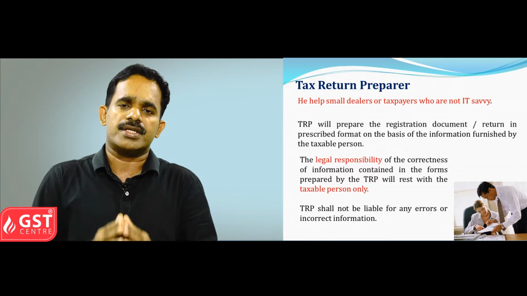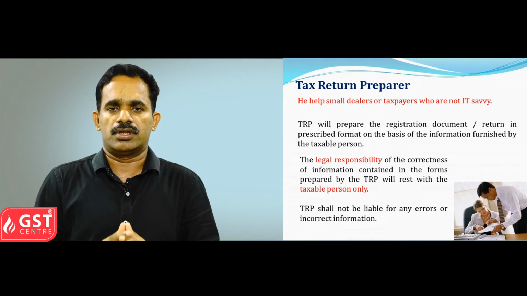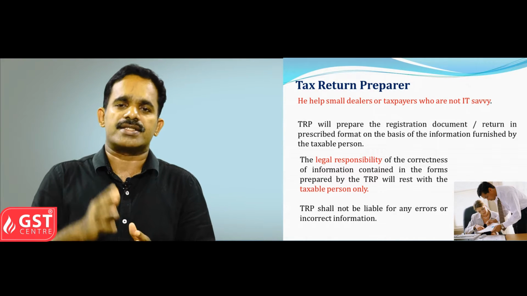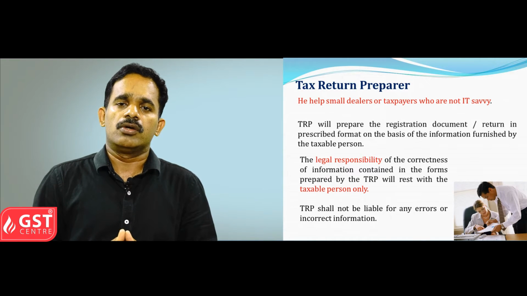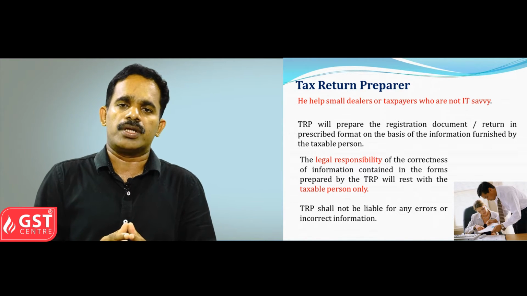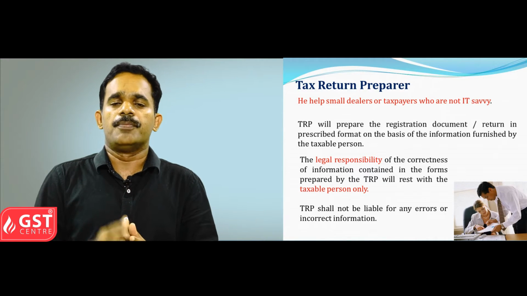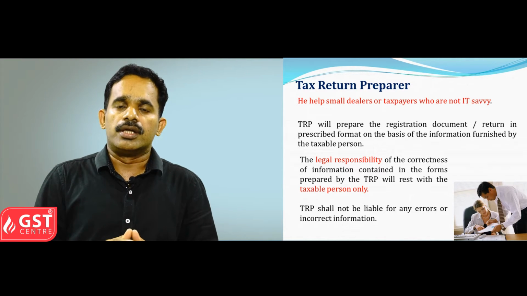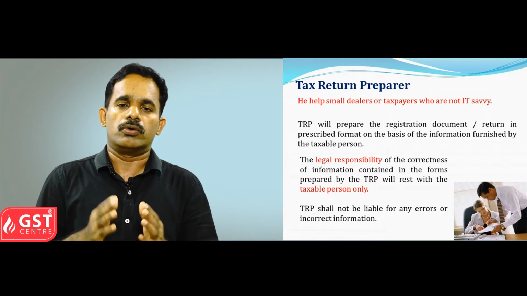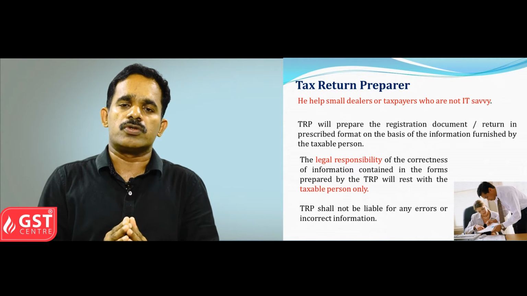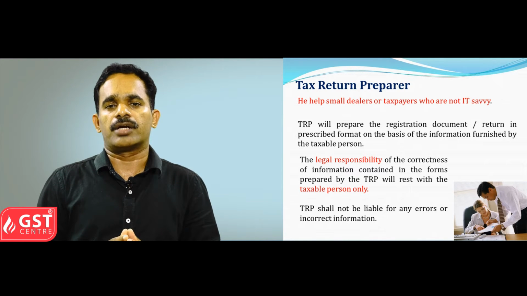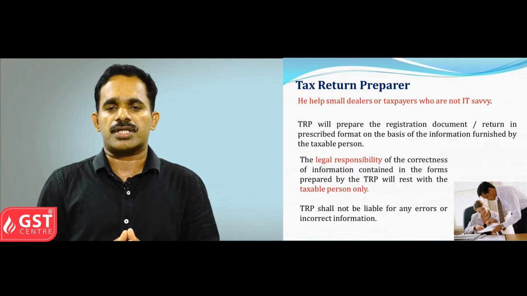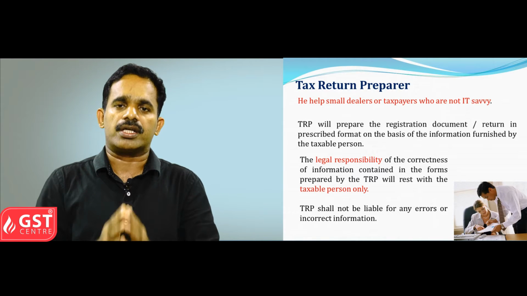And always the responsibility for filing is on the registered taxable person, and the TRP or tax return preparer will not be responsible for any error in furnishing documents, filing or payment of taxes, because he is relying on the information provided by the registered taxable person. So, when one person is using the service of the tax return preparer, it is his responsibility to furnish accurate information and to provide relevant documents.